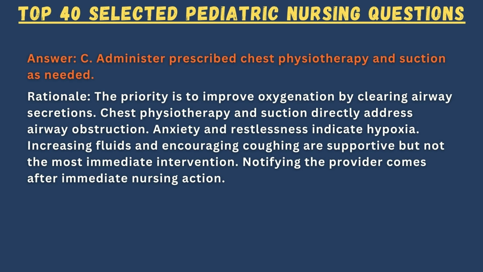Answer. C. Administer prescribed chest physiotherapy and suction as needed. Rationale. The priority is to improve oxygenation by clearing airway secretions. Chest physiotherapy and suction directly address airway obstruction. Anxiety and restlessness indicate hypoxia. Increasing fluids and encouraging coughing are supportive, but not the most immediate intervention. Notifying the provider comes after immediate nursing action.